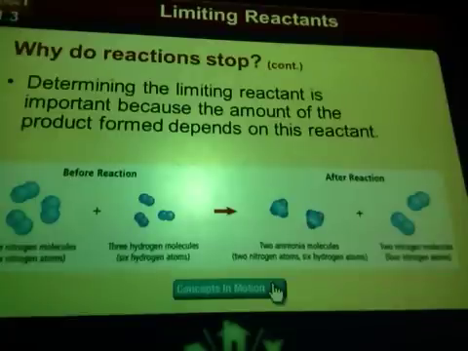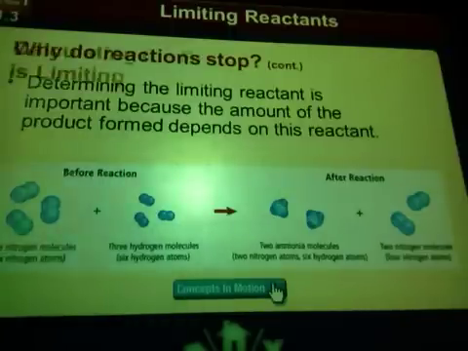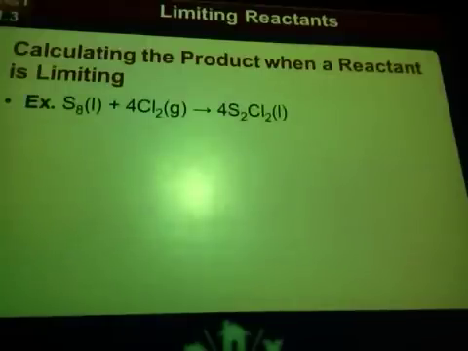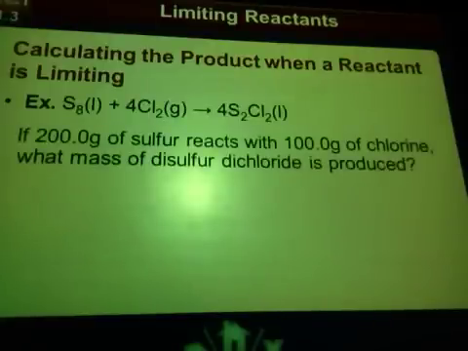But it's not always going to be that easy because we can't see things. We can't see atoms or molecules at this level with our eyes. So we're going to have to do some calculations instead. So let's say that we want to practice calculating the product when a reactant is limiting. So I gave you this equation here. We have sulfur plus chlorine is going to make disulfur dichloride. Okay? And that's a nice balanced equation as well.